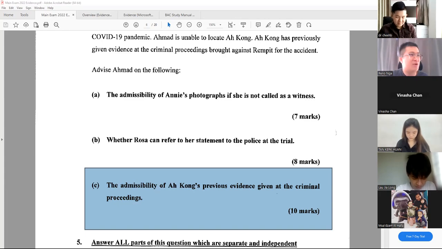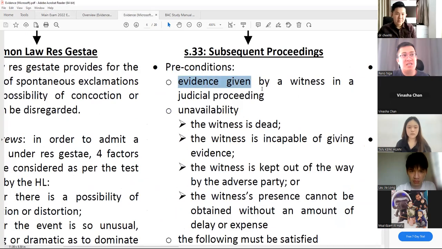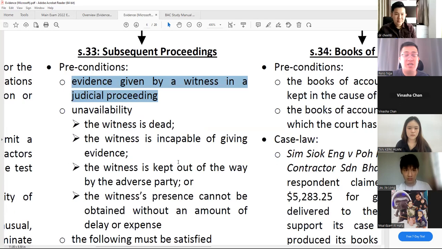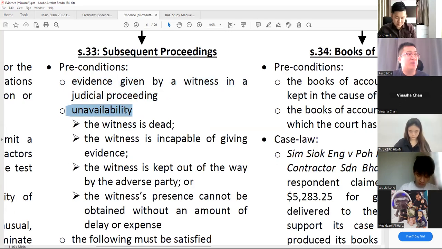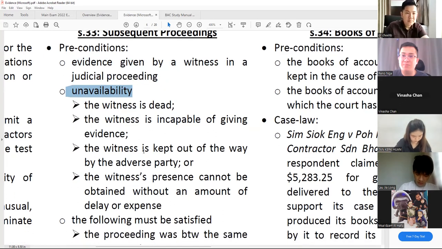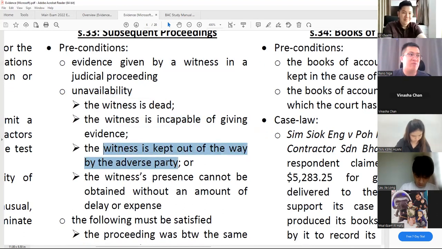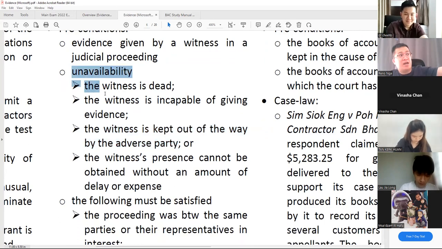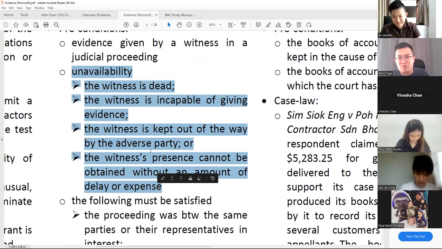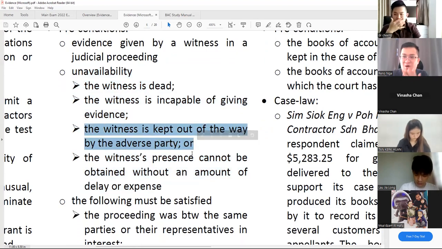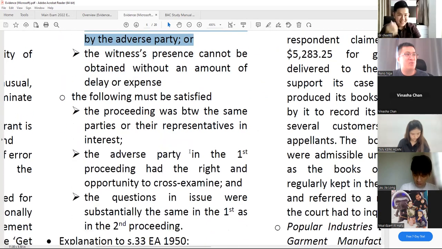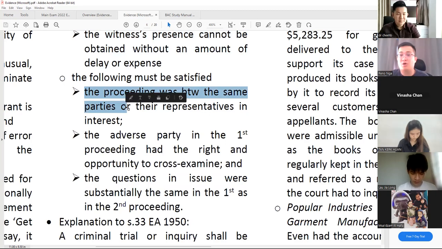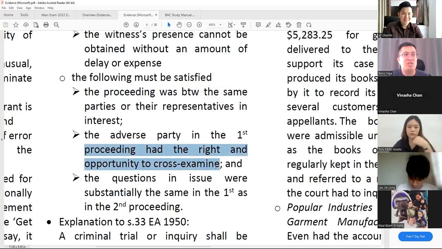Of course, for the requirements of section 33 you need to discuss that the evidence was given by the witness in a judicial proceeding. So I think on the facts it was given in the criminal proceeding. So that one is okay. And unavailability, which means this witness must prove why you cannot come to court number two. You must show you died already, you are incapable of giving evidence, or you are kept out by the adverse party, which means your opponent stops you and tells you not to come to court, etc. By the way, unavailability is either one. Then all this must be satisfied as well, which means the proceeding was between the same parties. So on the facts, whether they are the same parties or not, you need to discuss. And then number two, the adverse party in the first proceeding had the right and opportunity to cross-examine.